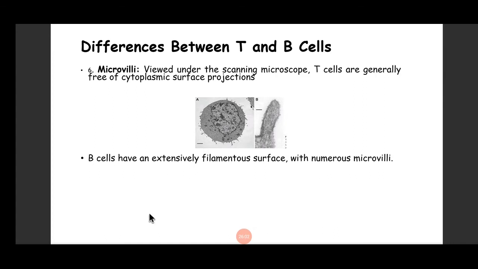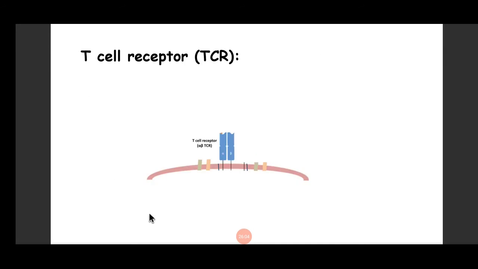So these were the differences between T cells and B cells. Now coming to another important structure, that is called the T cell receptor.